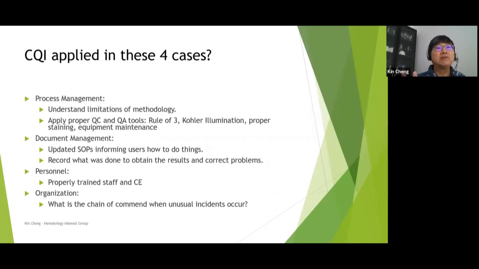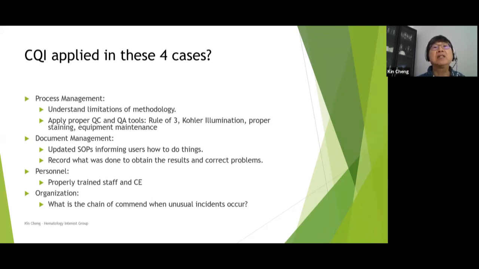All right, so what are the lessons learned from these 4 cases? As I have mentioned, you have to understand the limitations of the methodology, such as interfering substances and instruments, and you have to know some of the QC tools. Another thing I did not mention is Köhler illumination. Köhler illumination is important, because if the light doesn't come through properly, you will not be able to see some of these things, such as the spirochetes.